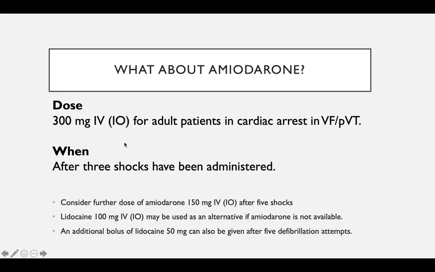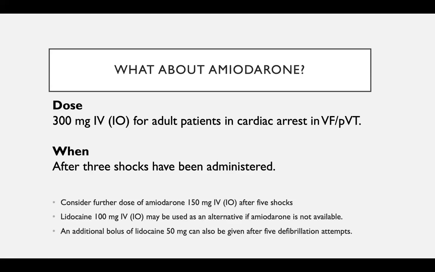So the dose of amiodarone is 300 milligrams, which can be given IO or IV for any patient in cardiac arrest with VF or pulseless VT after the 3rd shock. So in patients in a non-shockable rhythm, we don't need to give amiodarone at all. In patients in a shockable rhythm, we give it after the 3rd shock. And the Resus Council guidelines say that we can give a further dose of 150 milligrams after 5 shocks.